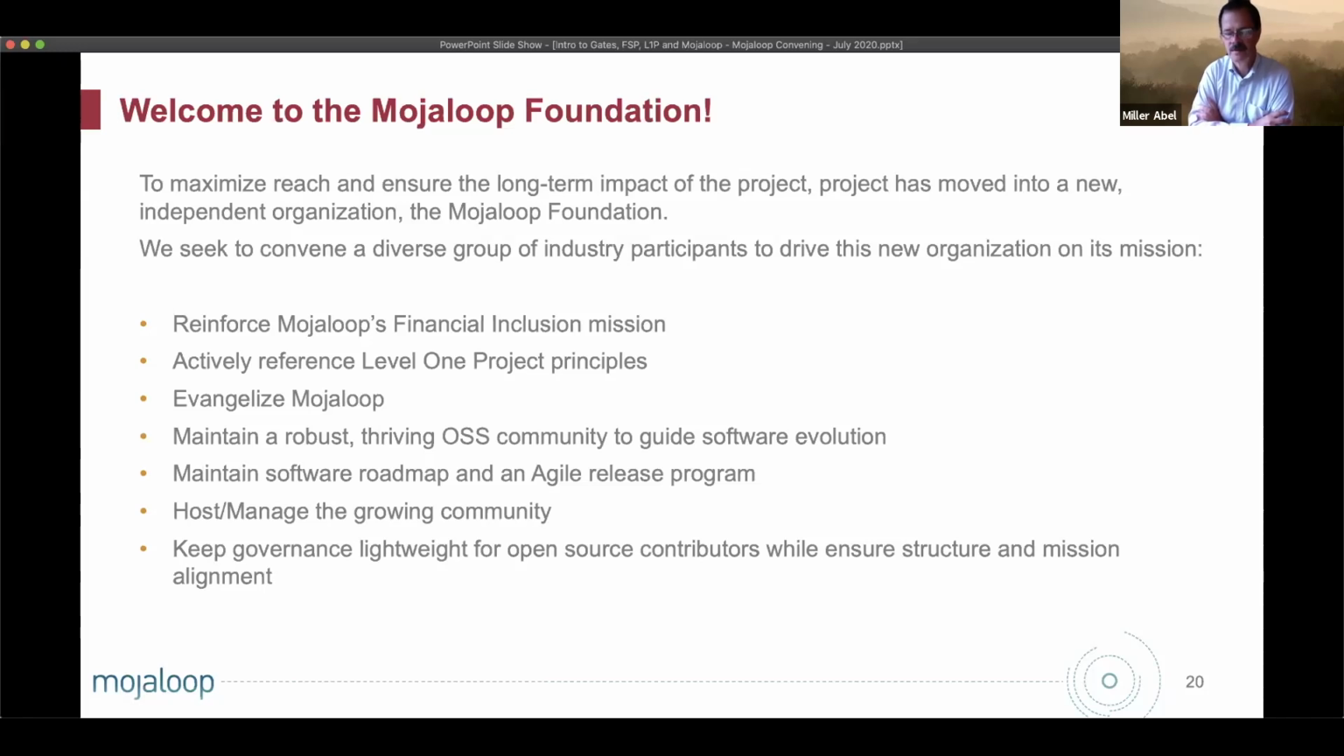The technical governing board is here to ensure that mission is adhered to, that we align the work of the Mojaloop Foundation to the charitable mission of the company, and that we ensure that in the end, what we're working on will ultimately serve the poor. So we're going to keep governance lightweight for the open source contributors, but we are going to ensure that the structure and mission are aligned, and that we have the funding from the sponsors to ensure that the community has the resources that it needs to do this in a planful and world-class enterprise-supported way.